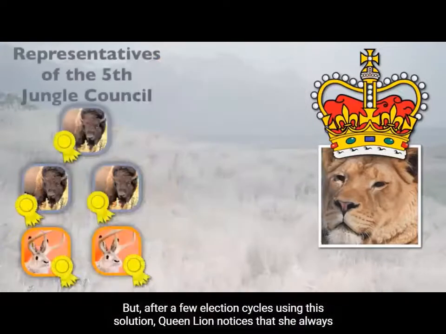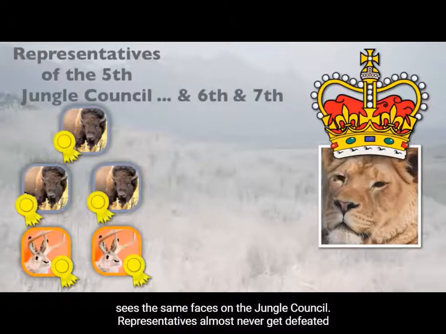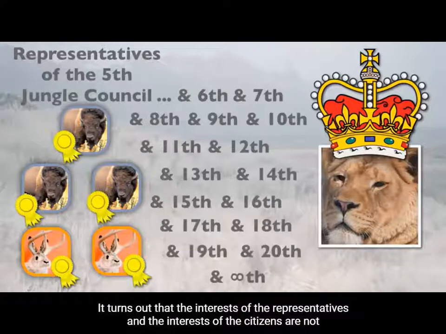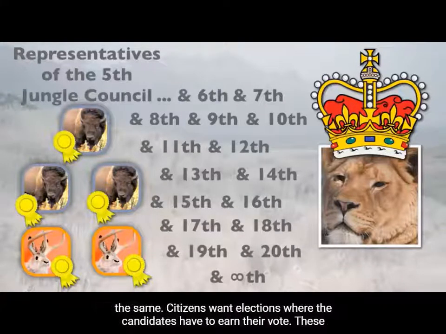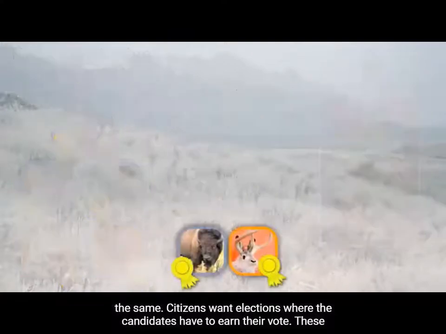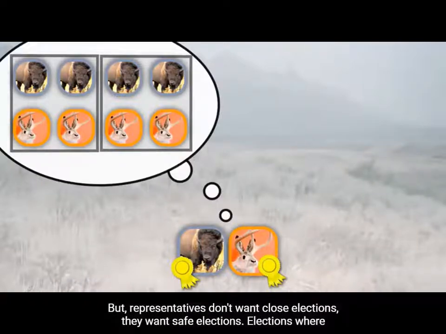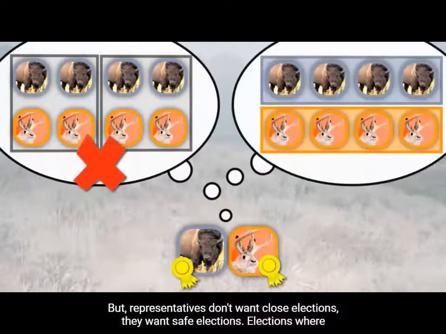But after a few election cycles using this solution, Queen Lion notices that she always sees the same faces on the Jungle Council. Representatives almost never get defeated in their elections. It turns out that the interests of the representatives and the interests of the citizens are not the same. Citizens want elections where the candidates have to earn their vote. These are close elections where either candidate has a chance of winning. But representatives don't want close elections, they want safe elections.